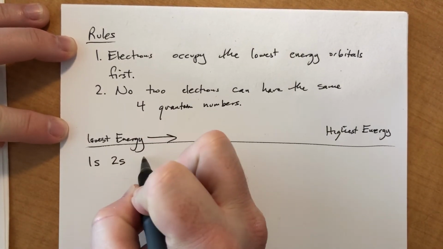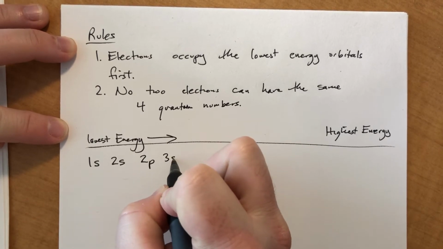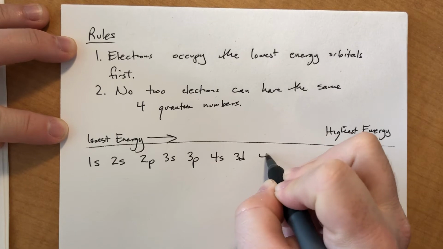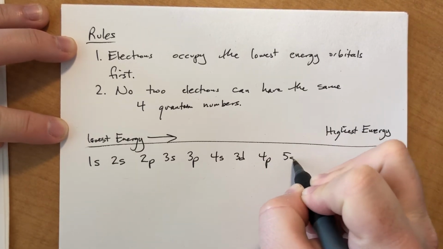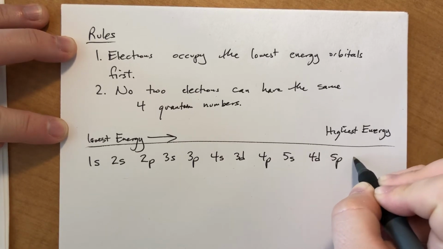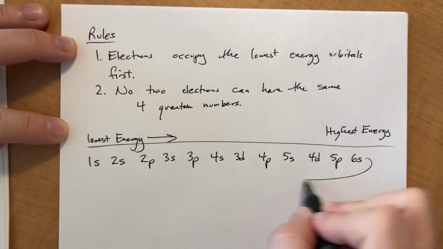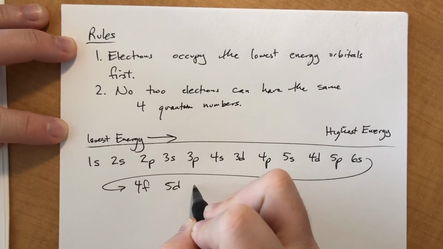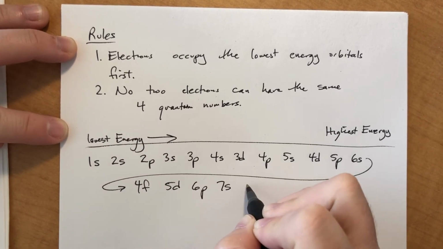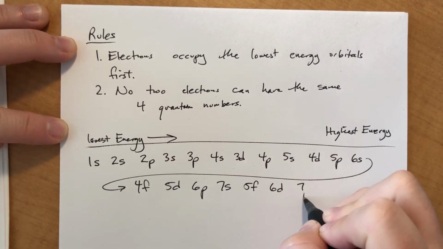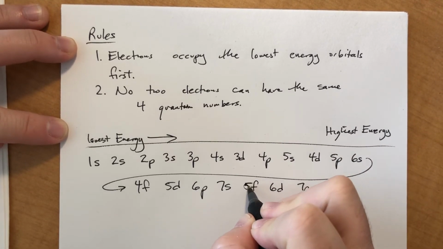1s, 2s, 2p, 3s, 3p, 4s, 3d, 4p, 5s, 4d, 5p, 6s, I'm running out of room, so I'll continue down this way: 4f, 5d, 6p, 7s, 5f, 6d, 7p. Supposed to be a 5.